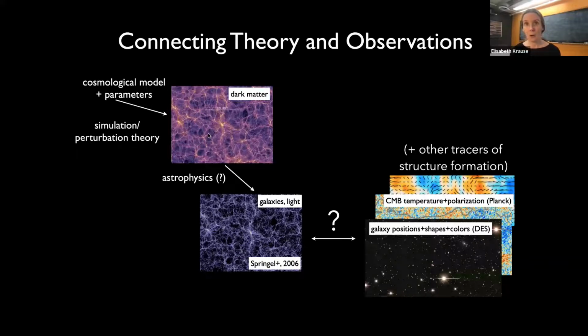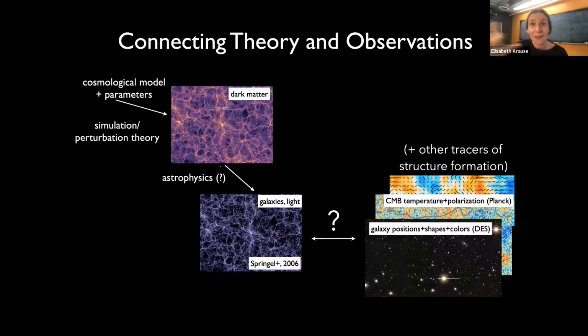After that, all of astrophysics still has to happen to turn this dark matter distribution into the distribution of galaxies, light, and baryons. And then we still need a process to confront those predictions with observations that come in the form of galaxy positions, shapes, and colors, in the case of imaging surveys, CMB temperature and polarization, or other tracers.